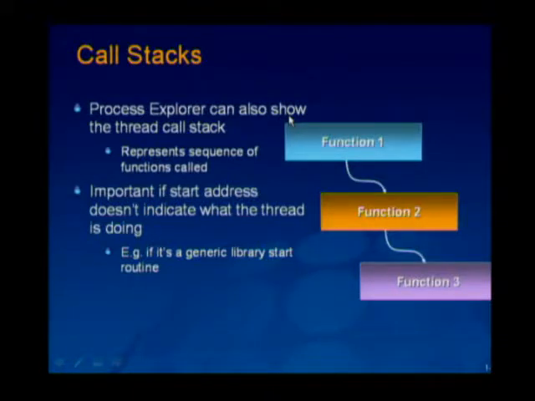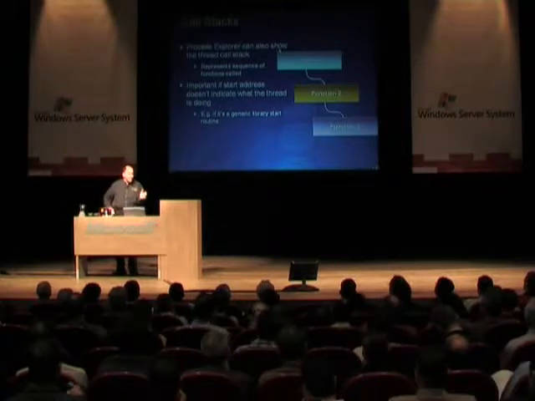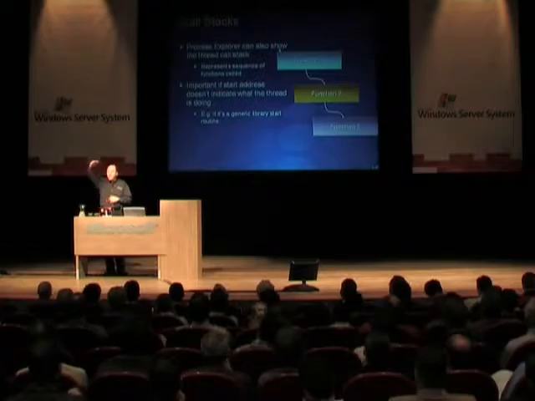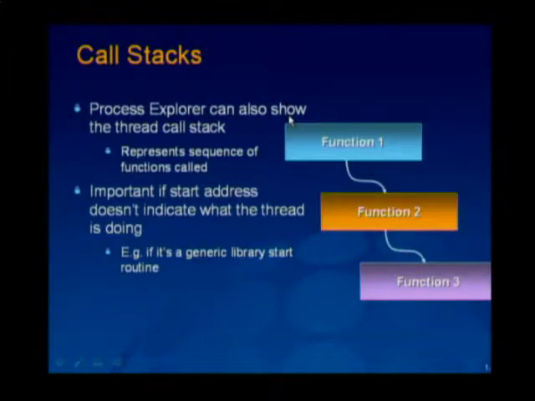So if the start address is some generic name that doesn't really identify what the thread is, you might find out the answer by looking at the call stack for the thread. The call stack represents the sequence of functions called from the beginning of the thread to where it is now, as illustrated in this diagram here. The thread started at function 1, it called function 2, which called function 3. Process Explorer is kind of taking a snapshot when you look at the thread stack. The thread is running. So you may look at the stack and see one result, and may look at it again and see another result, because it's not pausing the thread activity.